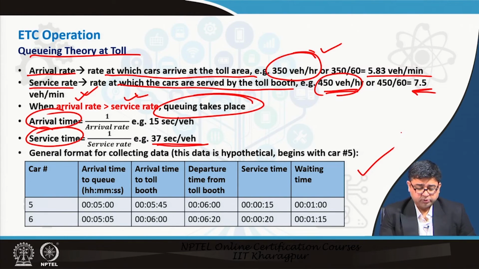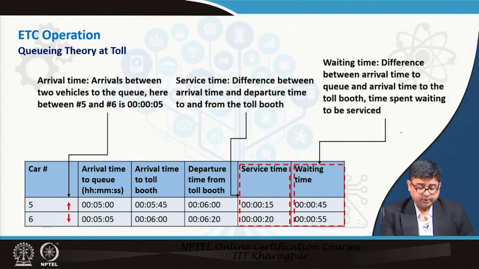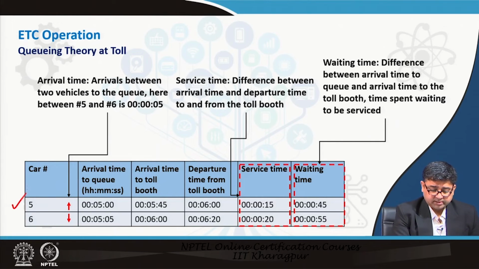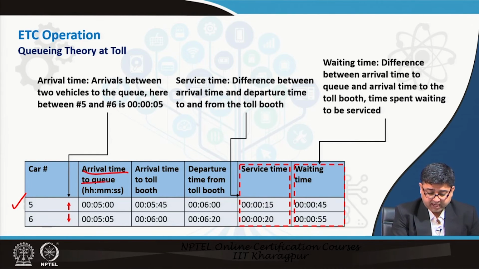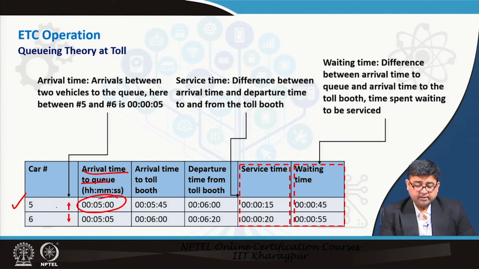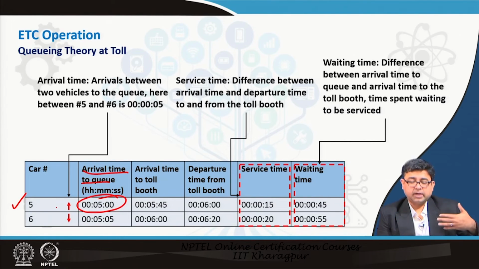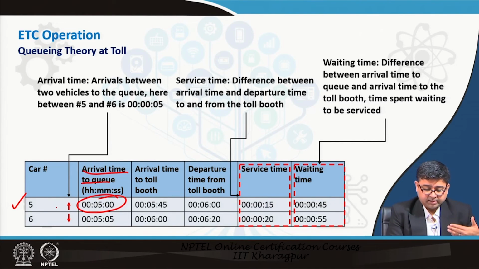Usually at the toll booths, the toll plazas keep databases with them. They record, for example, that this is the 5th car that has arrived, with its arrival time to the queue, say at the 5th minute time stamp. That is when you arrive at the back of the queue. So, this car has now arrived at the back of the queue, right, and then the car has moved up and arrived at the toll booth at 5 minutes 45 seconds, right.